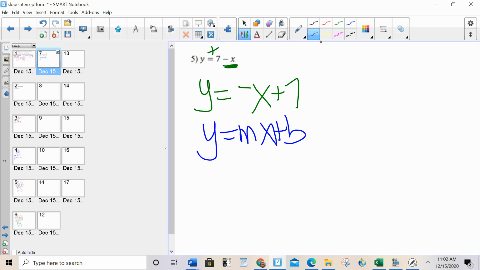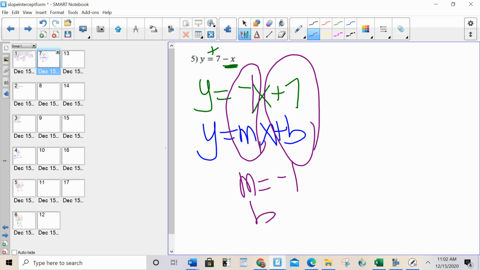Okay, the slope is what's in front of the x, which is negative 1. The y-intercept is 7.